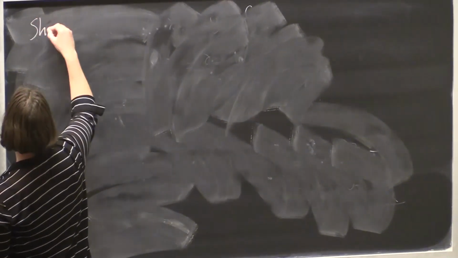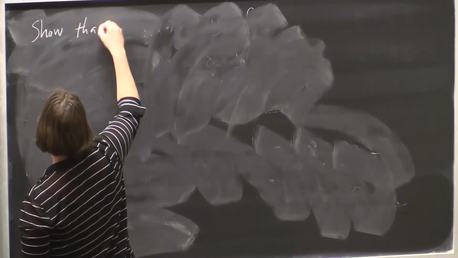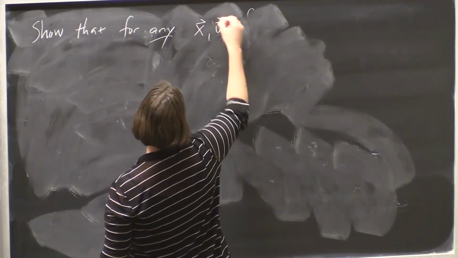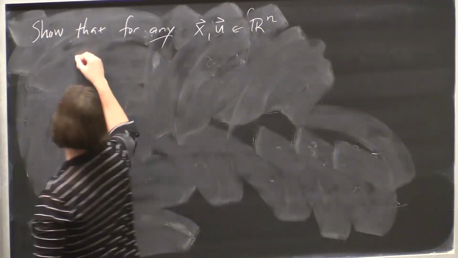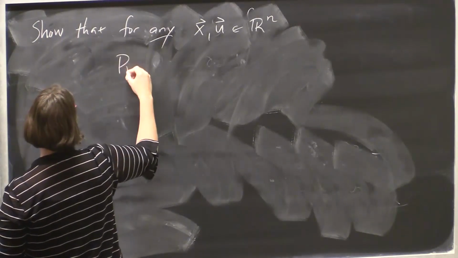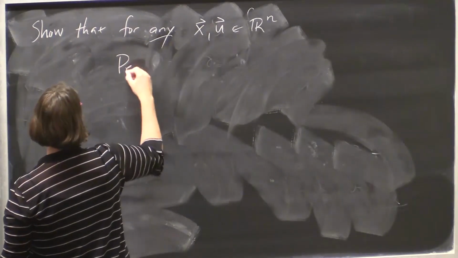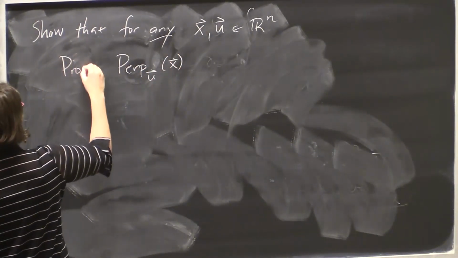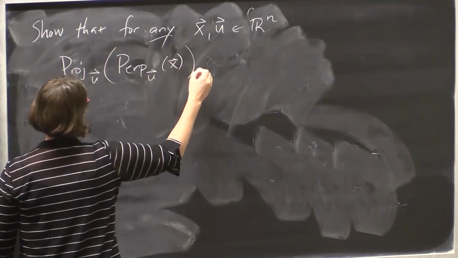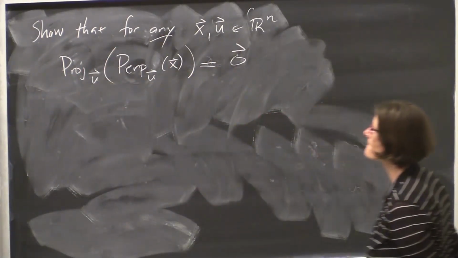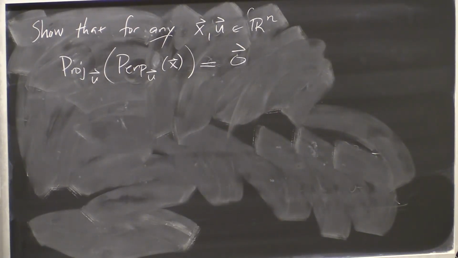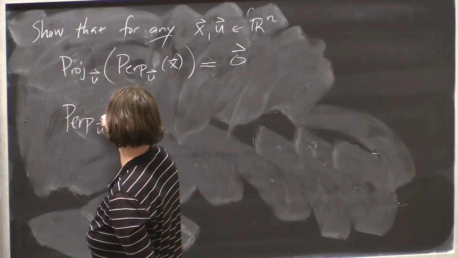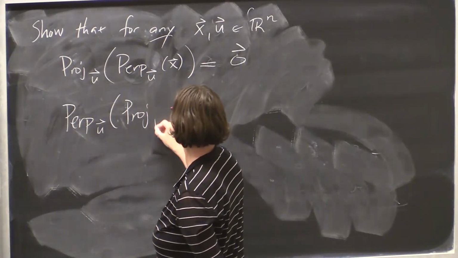So show that for any x and u in Rn, if you project onto the perpendicular and then project onto u, you get the 0 vector. And then similarly, I won't do it in class, but you can do it at home.